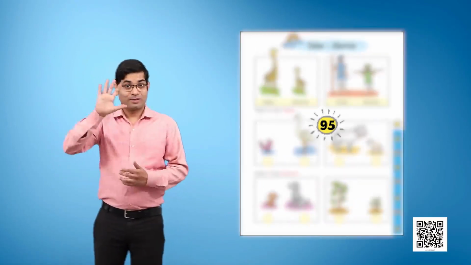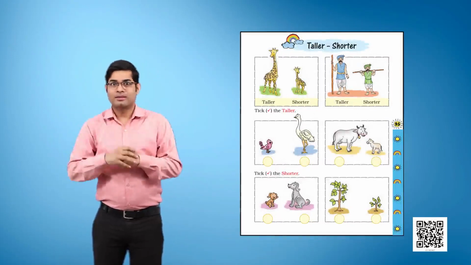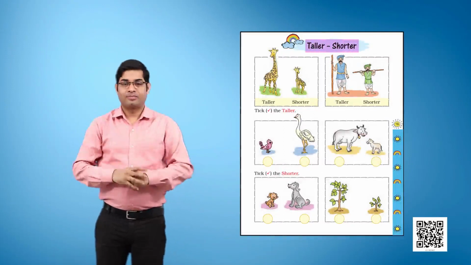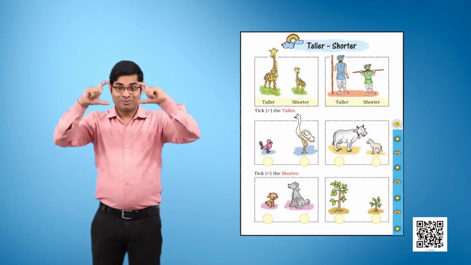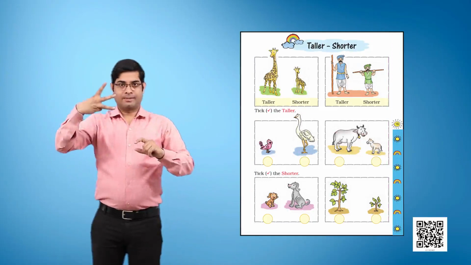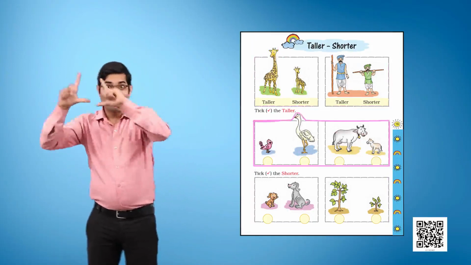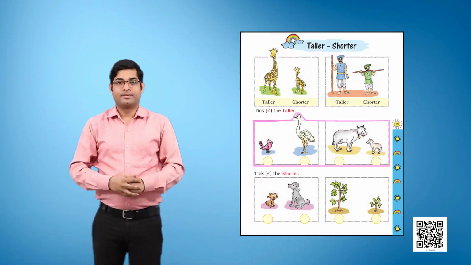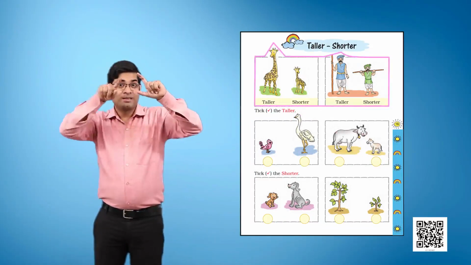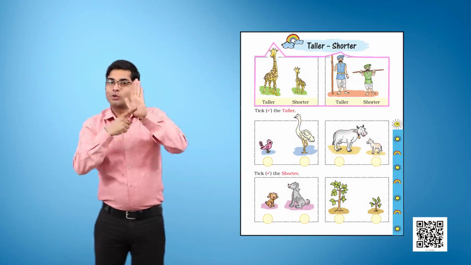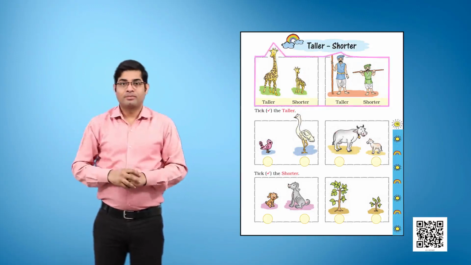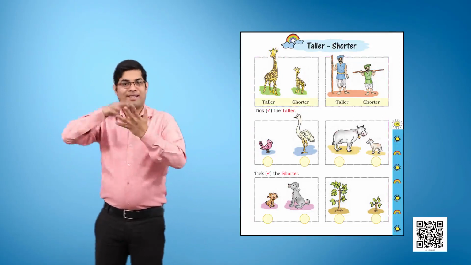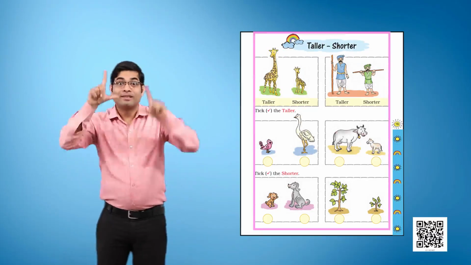Page 95. Taller, shorter. This page is divided into 3 parts. Each part has 2 pictures and a question. Part 1 question is solved as an example. Let's become familiar with the animals shown on this page.